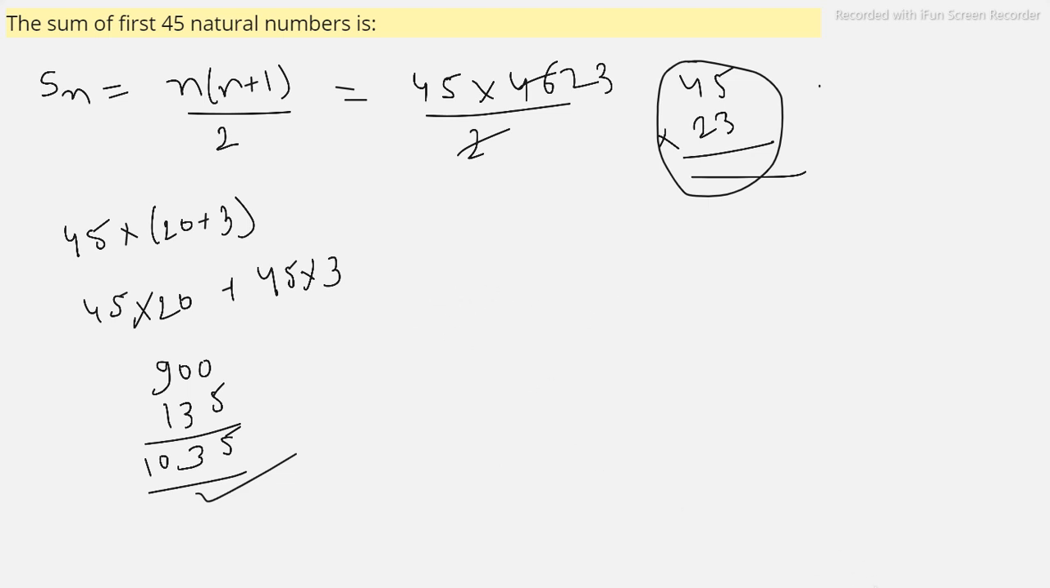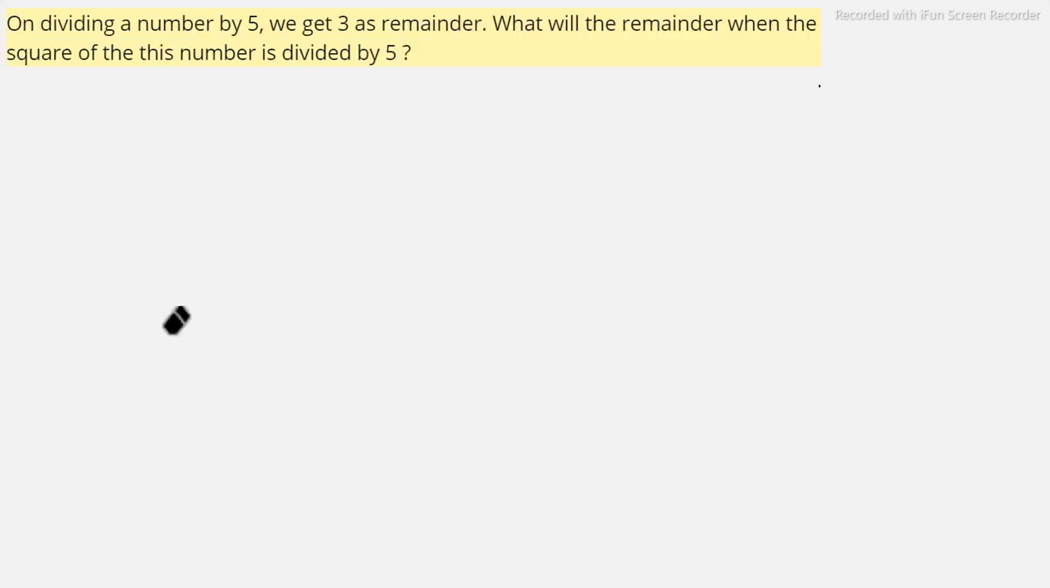Moving on to next question. The next question is, on dividing a number by 5, we get 3 as remainder. What will be the remainder when the square of this number is divided by 5? Let the number be x.